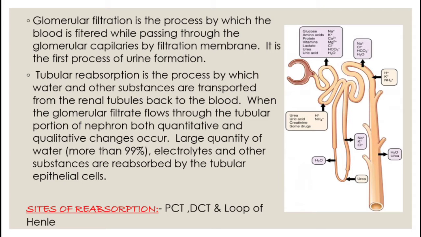Tubular reabsorption is a process by which water and other substances are transported from the renal tubules back to the blood. When the glomerular filtrate flows through the tubular portion of nephron, both quantitative and qualitative changes occur. Large quantities of water, electrolytes, and other substances are reabsorbed by the tubular epithelial cells. Sites of reabsorption are PCT, DCT, and loop of Henle.